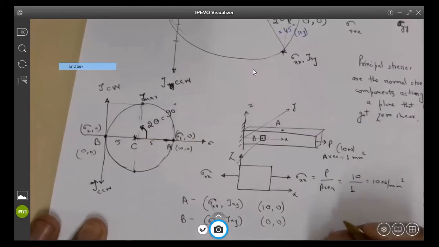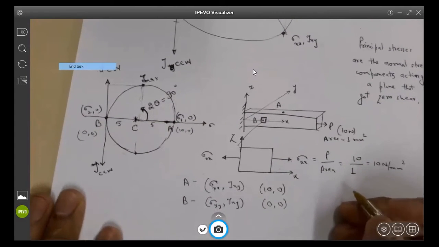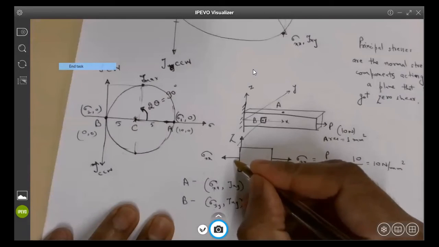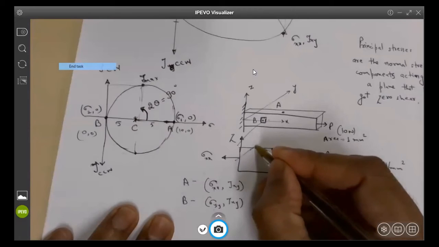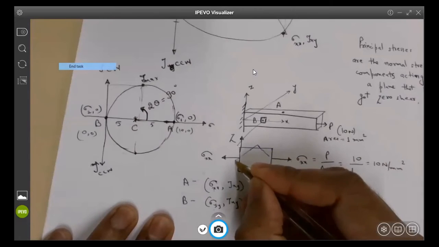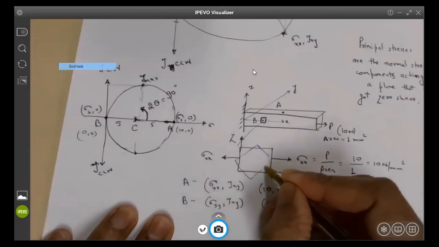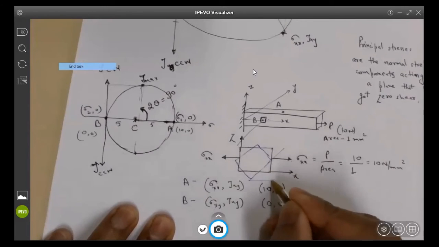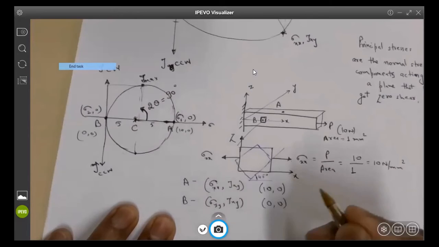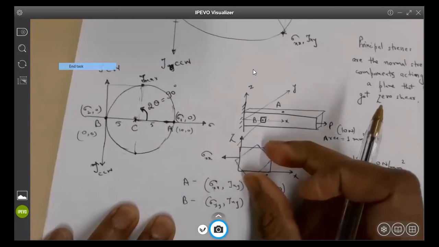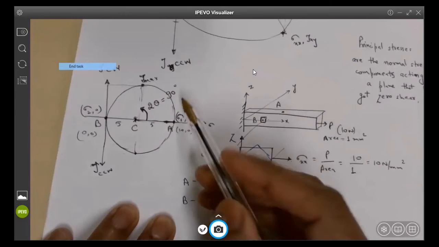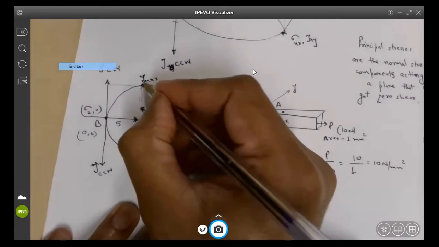Are you guys following what I'm trying to say here? Could you say that again? Yeah. So if I rotate this stress element by 45 degrees, then whatever stress components come in here will be given by these points.